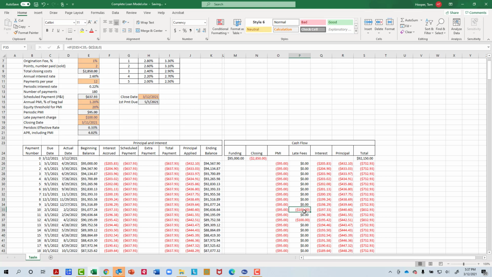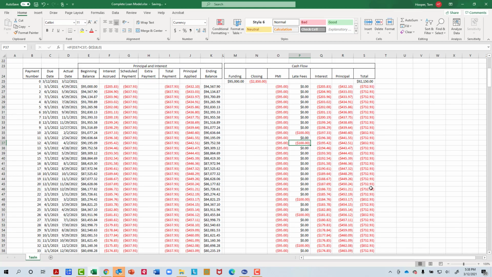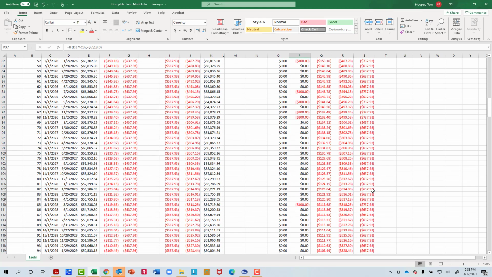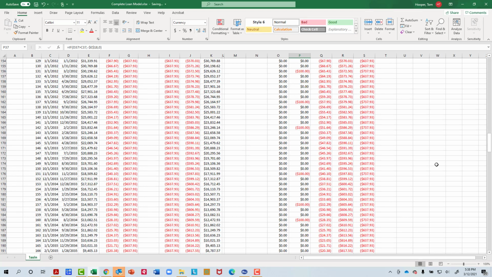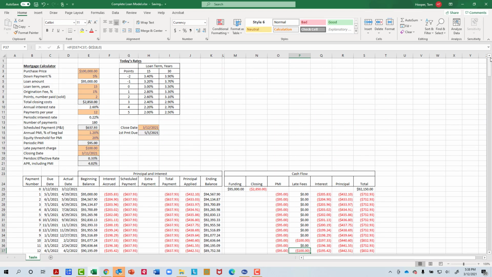So where I do have the late fees, when the payment was late, then I'm incurring the extra $100. And if I scroll down through there, it looks like it's about 10% of the time. I really hope you're more punctual than that on your payments. Electronic withdrawal is a wonderful thing. But what we've got here now is an extra payment going into our total cash flow. So look what it did to our APR. The fact that I've got some late fees in here bumped that annual percentage rate up.